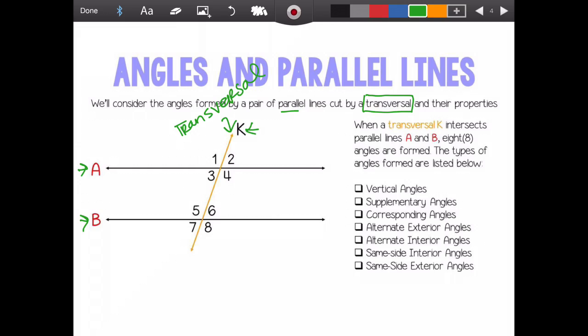All right, then it says when a transversal K intersects parallel lines A and B, 8 angles are formed. So if you notice, I numbered the 8 angles: 1, 2, 3, 4, 5, 6, 7, 8. The types of angles formed are listed below. So this group right here are all the angles that were just formed by this transversal cutting through these parallel lines. And we're going to go through each angle, and this is where you'll be filling in that vocabulary. I'll show you an example of where they were formed.